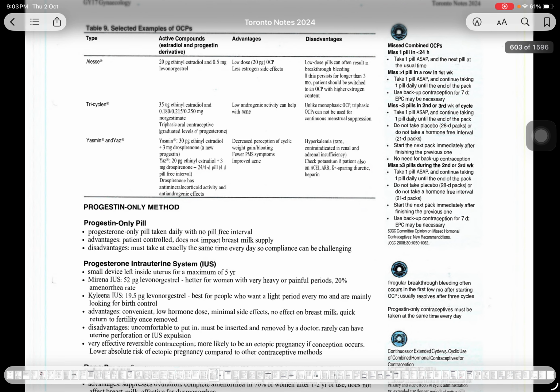But let's say you've missed multiple pills, less than three pills. Then you have to continue taking your pills without taking the sugar pills or the breakthrough bleeding ones, the brown ones that I showed you initially.